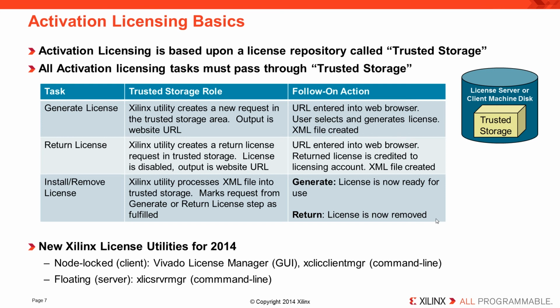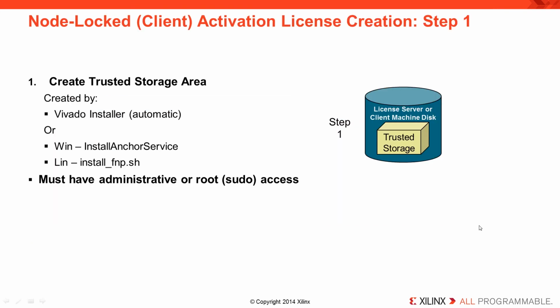For floating servers, the utility you need to use to generate requests is Xlinks Server Manager. So if you're working with floating licenses and you come to the Xilinx website from Vivado License Manager, that won't be sufficient. And we'll cover that in more detail in the second presentation on floating licenses. So let's talk about creating a node-locked activation license.